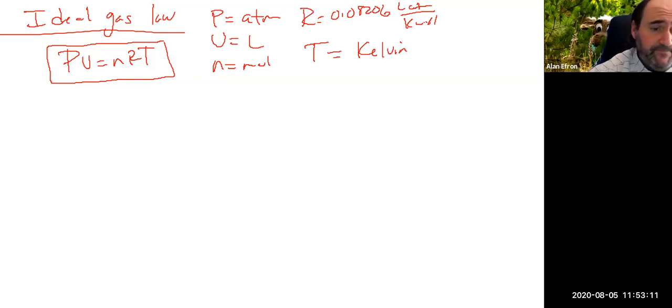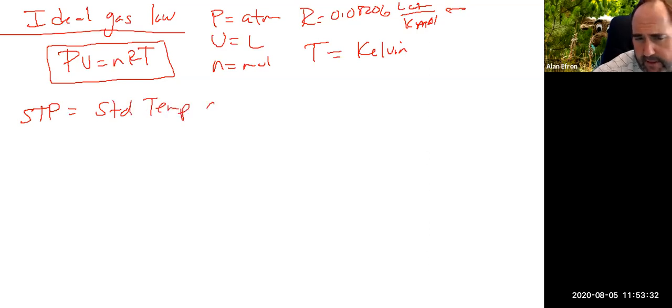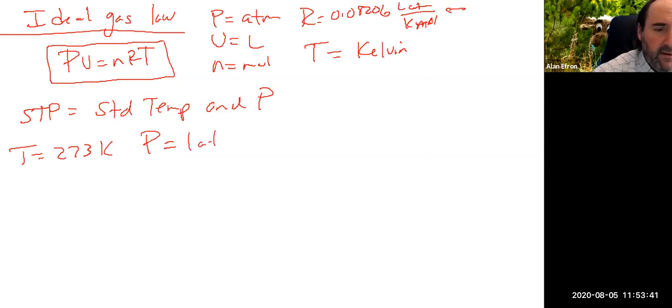And this is all those units because of the units that we see associated with the gas constant. And we also talked about the idea of STP, which is standard temp and pressure. And when we say STP, that means the temperature is 273 Kelvin, pressure is 1 atmosphere.